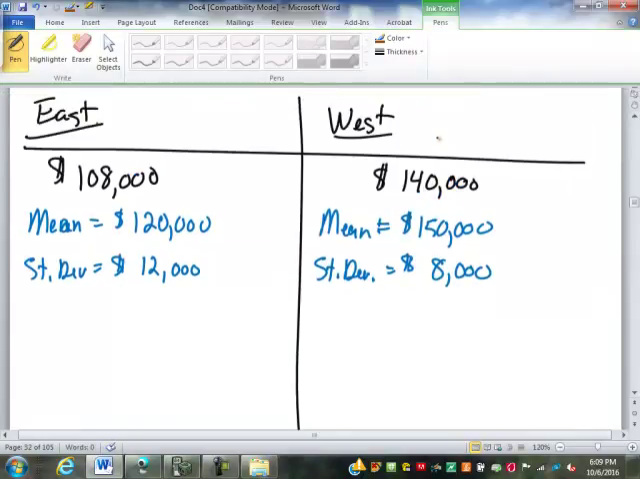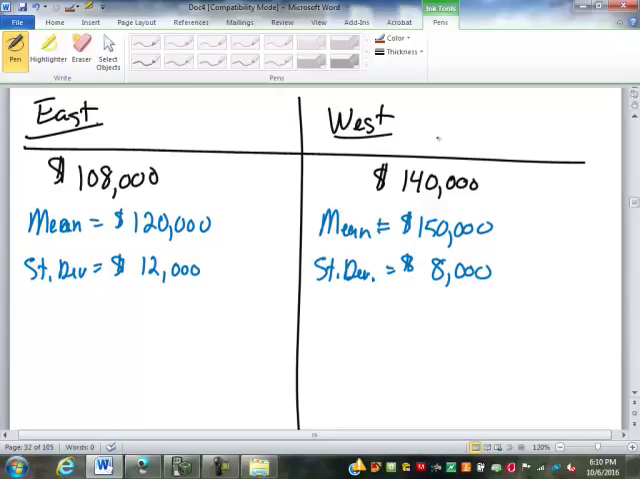We can't really compare the 108,000 to the 140,000 because they're in different neighborhoods. The east side of town, obviously a cheaper neighborhood to live in. Who knows why? Whether higher crime rate, worse schools, bad roads, who knows? The west side of town looks like it's more expensive. And again, possibly the same type of reasons.